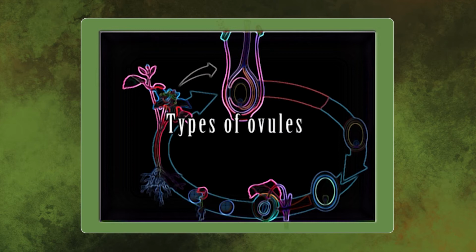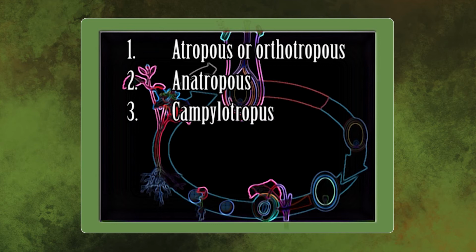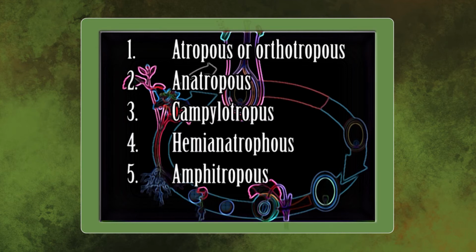Now the types of ovules. On the basis of mutual relationship between funicle, chalaza and the micropyle, there are 6 types of ovules found in angiosperms. These are atropous, anatropous, campylotropous, hemianatropous, amphitropous and circinotropous. Let us discuss them one by one.